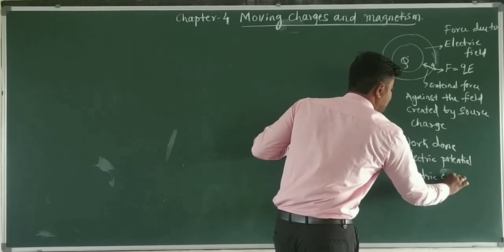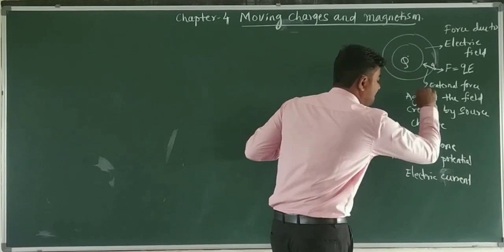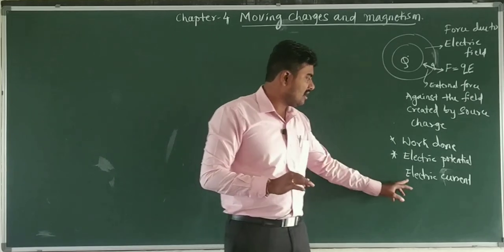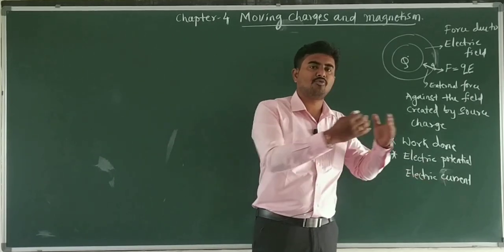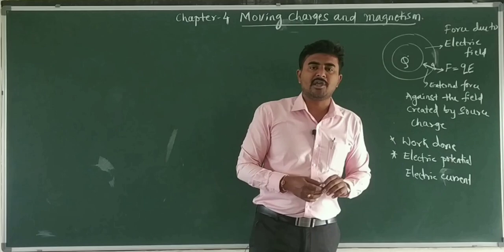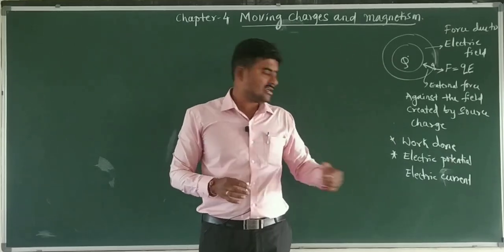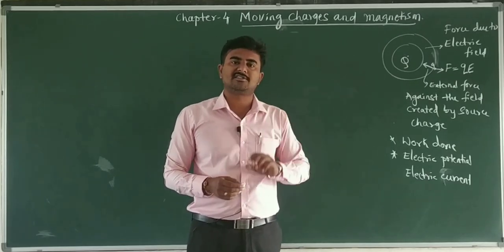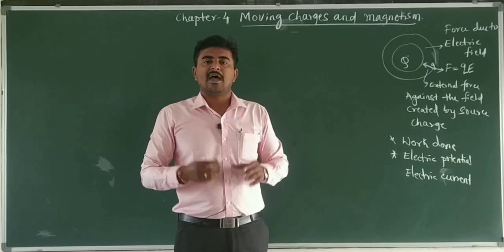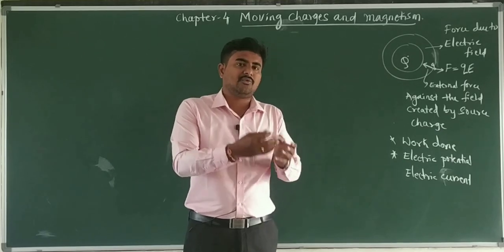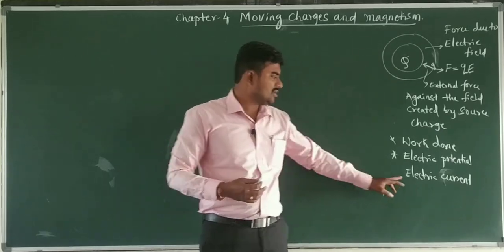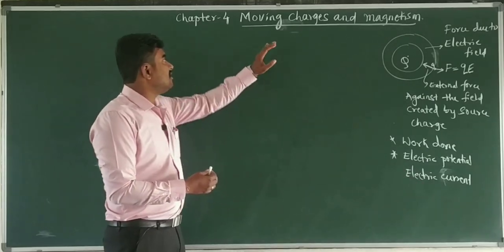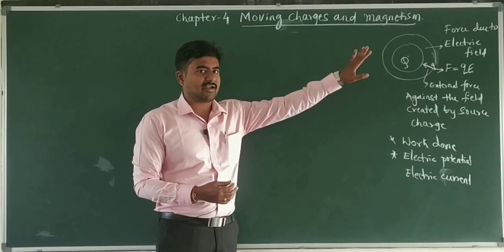Electric current. In the first two chapters the electric charge was at rest. In the third chapter, the charge was made to move. And if a charge is moving, then it constitutes current, and that current is called what? Electric current. And we discussed what is electric current, what is resistance, what is conductance, and what is resistivity, conductivity. All these things we discussed in the electric current chapter. And now we shall start a new chapter, moving charges and magnetism.